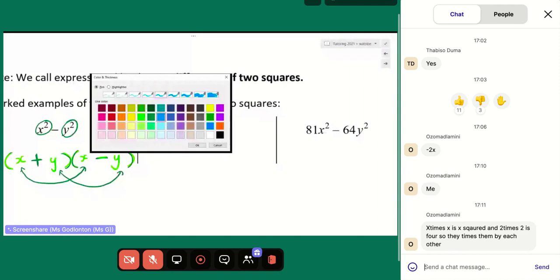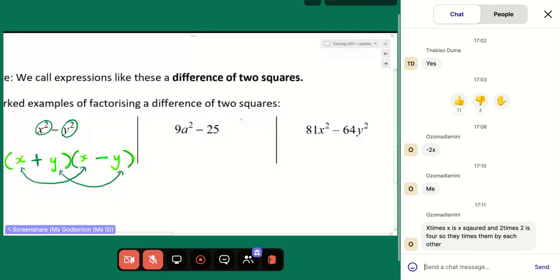I'm going to talk you through this one as we go. So remember, we always think, is it DOTS? Difference? Yes. Two terms? Yes. Squares? 9 is a square number, a is squared, and 25 is a square number. Okay, so we know it's DOTS. We're going to have two brackets. We're going to have a plus, and we're going to have a minus.